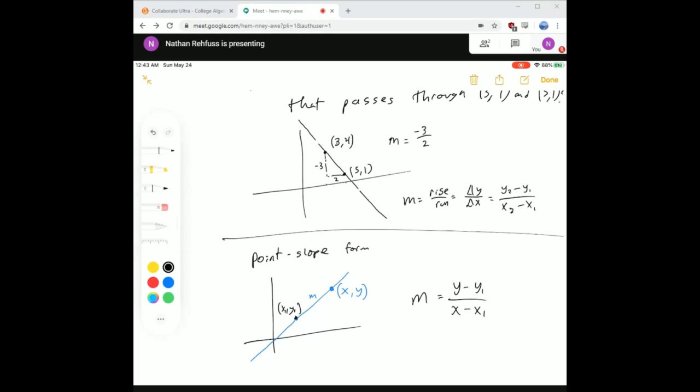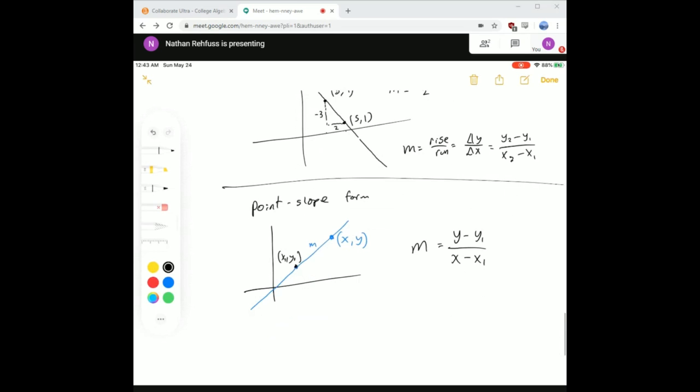But what I'm going to do is real simple. I'm going to multiply both sides by the denominator. That's going to get this out of the denominator, and it's going to look like m times x minus x1 equals y minus y1.